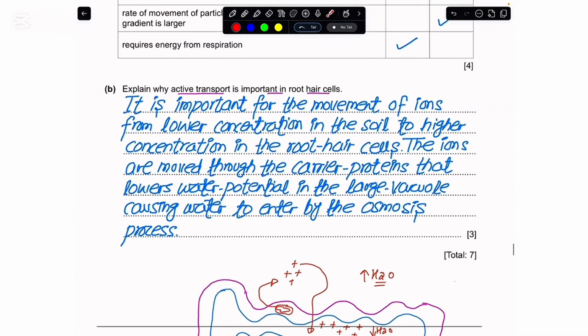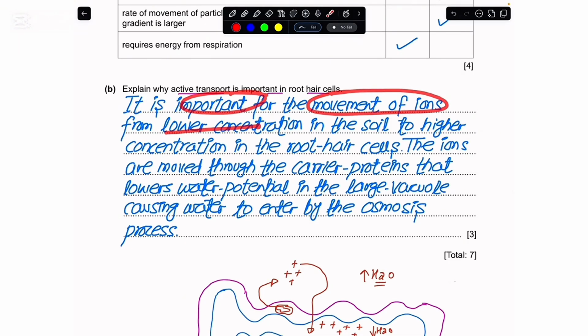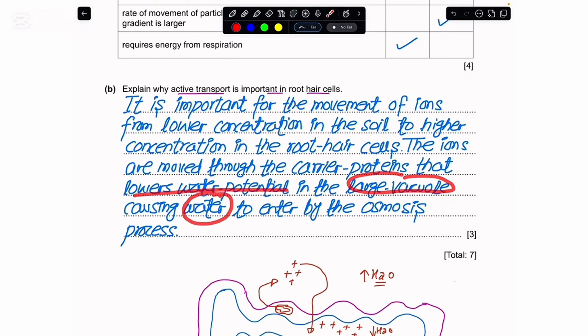So if I just take you to the wording that you were required to write for this, you would say that this active transport is important for the movement of ions from the lower concentration that lies in the soil to the higher concentration that lies within the root hair cells. And when the ions are moved through the carrier protein, they would lower the water potential in the large vacuole, and that would cause the water to enter into them with the help of the osmosis process. So by this, you would score a total of 3 marks.